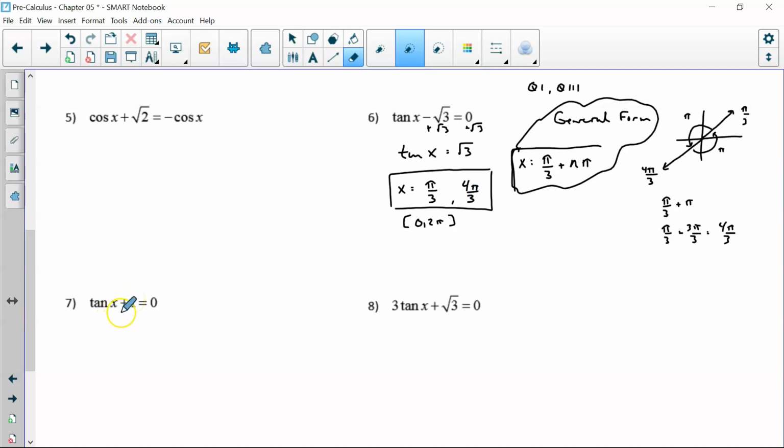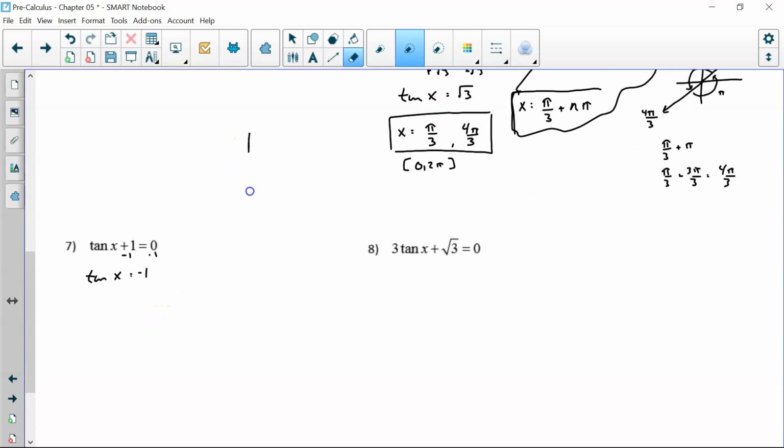Tangent of x plus 1, subtract 1 from both sides. Tangent of x equals negative 1. Now, when tangent's negative, let's go to that first. Tangent is negative in quadrant 2 and quadrant 4. It's positive in 1 and 3, so it's negative in quadrants 2 and 4.